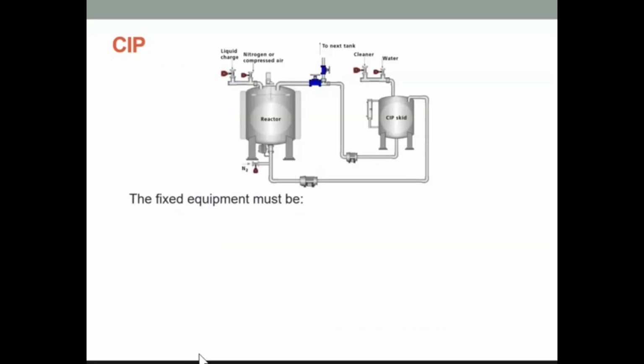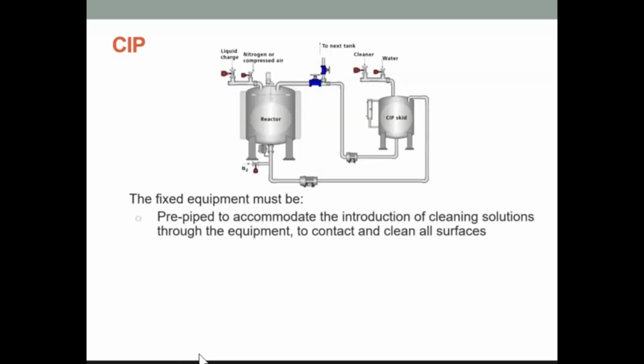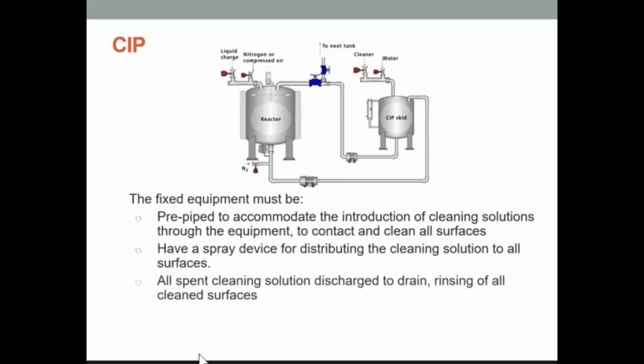So again, this is what it looks like. Your fixed equipment must be pre-piped to accommodate the introduction of cleaning solutions through the equipment to contact and clean all the surfaces inside the equipment. It must have a spray device for distributing the cleaning solution, so all of the interior surfaces will be sprayed and will be in contact with the liquid. All spent cleaning solution is discharged to drain, and the clean surfaces are rinsed off. The pressure is typically between 15 to 40 psi. The same surface is then dried using hot air.